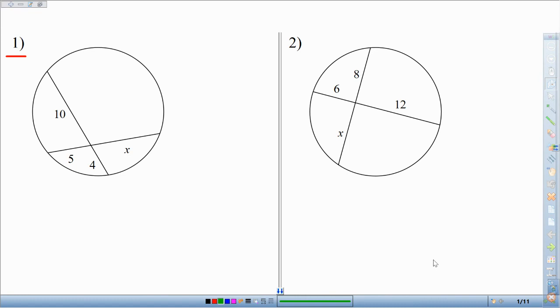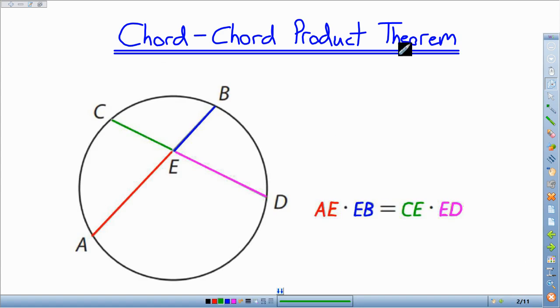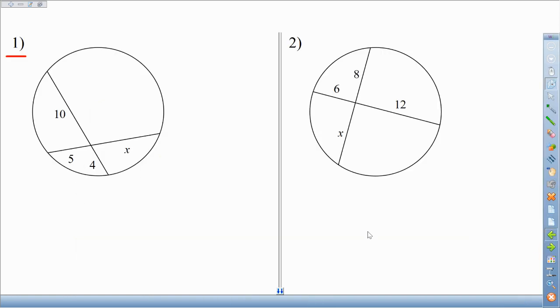All right, so taking a look at the very first problem, we can see that we have two chords crossing one another here. So, this is using our chord product theorem. This is the most straightforward of the three. Basically, we're just multiplying the two parts of one chord, and we're setting that equal to multiplying the two parts of the other chord. Okay, so let's try that out with number one.